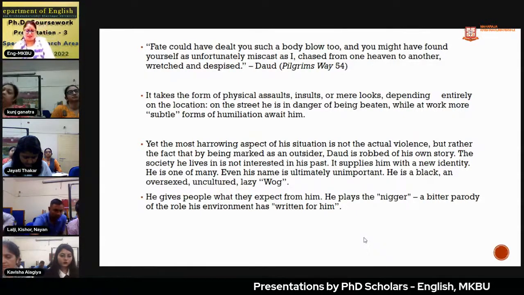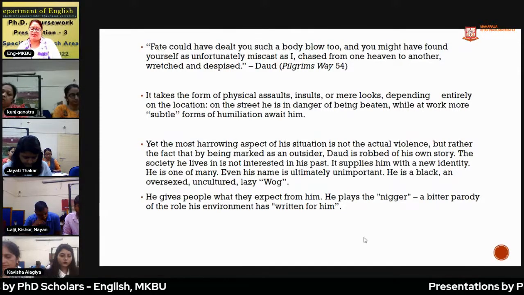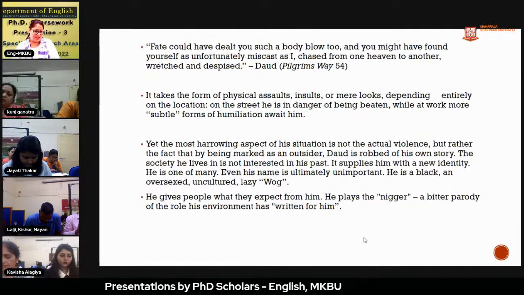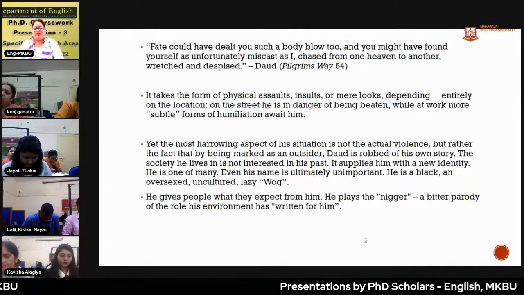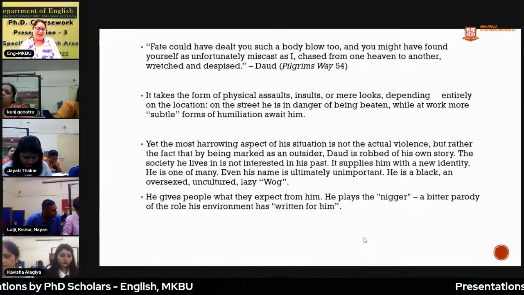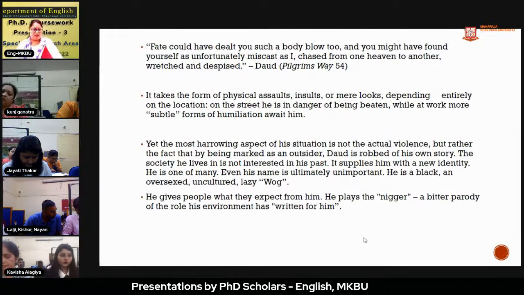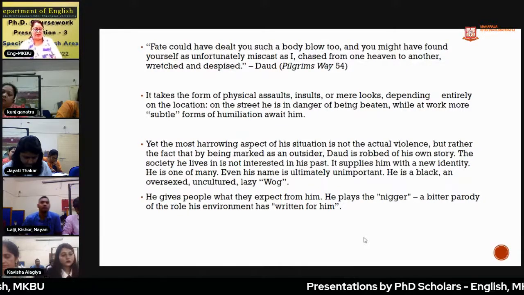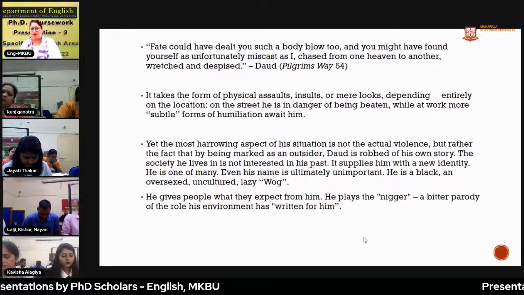It takes the form of physical assaults, insults, or mere looks, depending entirely on the location. On the street, he is in danger of being beaten, while at work, more subtle forms of humiliation await him. Yet the most harrowing aspect of his situation is not the actual violence, but rather the fact that by being marked as an outsider, Daud is robbed of his own story. The society he lives in is not interested in his past. Throughout the novel, I'm at the middle part of the novel. By the end, it is quite disclosing, but still we find that Daud's past is not completely revealed. It is under many layers and gets revealed bit by bit.